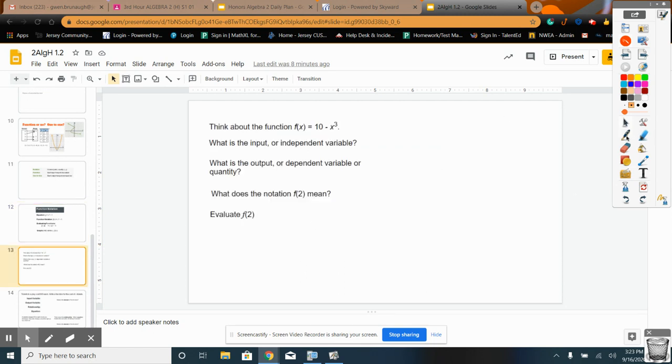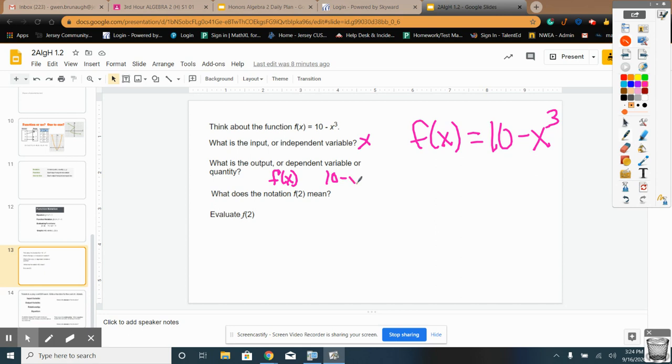Okay, so let's think about this guy. F of x is 10 minus x to the third. What is the input or the independent variable? What are we plugging into the machine? It's whatever's in the parentheses. That is x. What is the output? That's what the whole machine is shooting out, and that's going to be f of x. Or actually, in this case, it's going to be 10 minus x cubed. That's what it's going to shoot out whenever you plug it in.